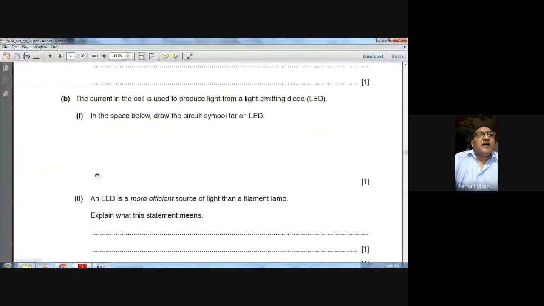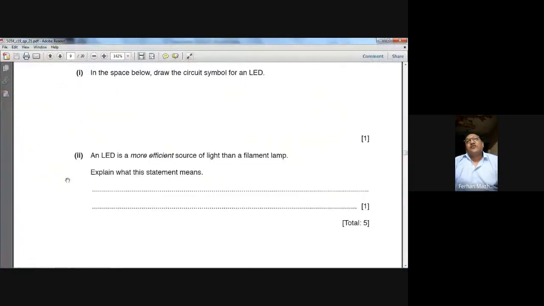The second part, B: an LED is a more efficient source of light than a filament lamp. Explain what this statement means. You know, the LED produces less heat as compared to the filament lamp. So LED wastes less energy as compared to the filament lamp. The LED is more efficient. It means it creates more light energy with the same amount of energy used by the filament lamp, but it produces more light energy.